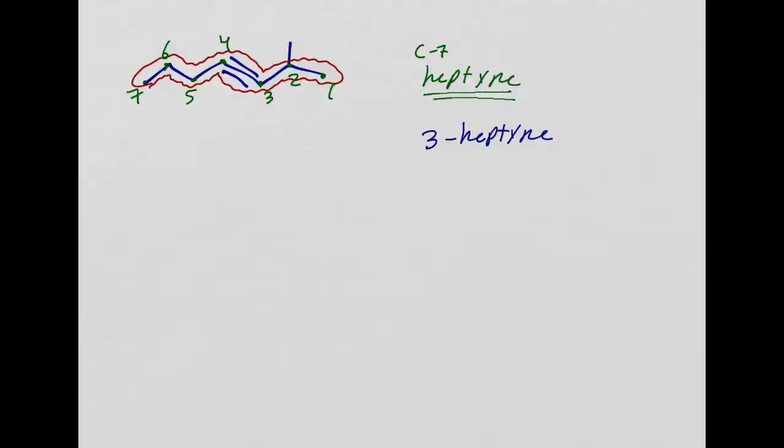Does it have any substituent? Yep. It has a methyl on carbon 2. So I have 2-methyl-3-heptyne. Again, every time you have a number and a letter, you put a dash. Beautiful. Now, here's what I want you to do. That's it. That's as hard as it gets for double bond and triple bond.